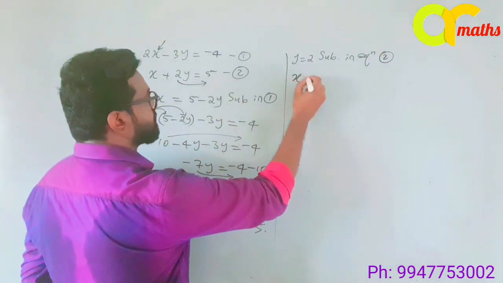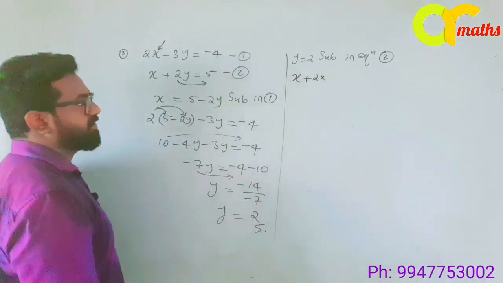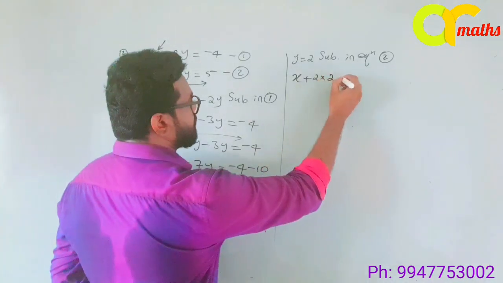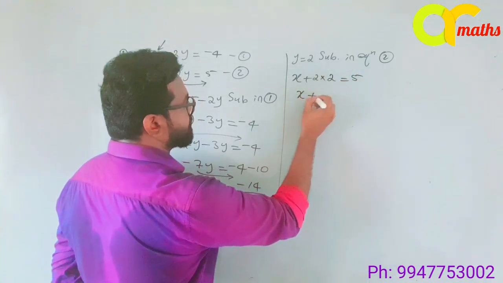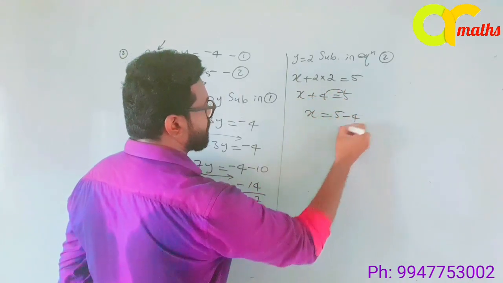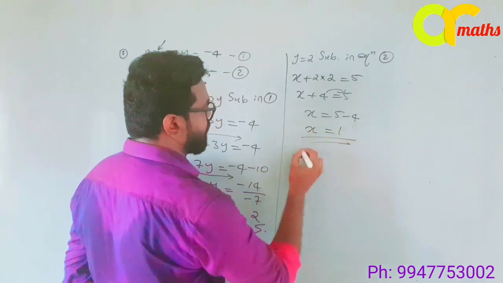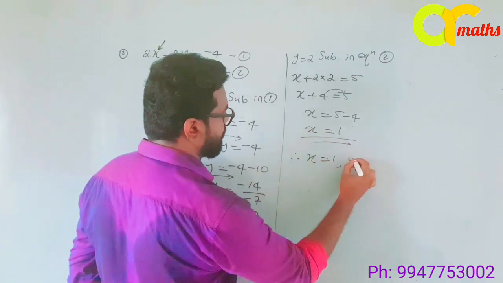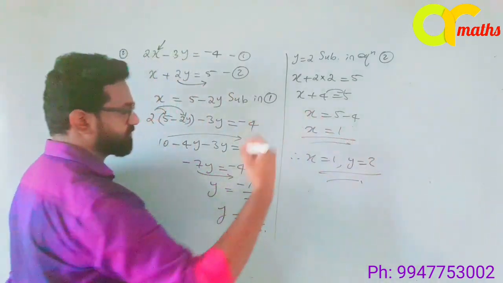Substituting in the second equation: x plus 2 into y. We know the value of y is 2, equal to 5. So x plus 4 equal to 5. Then x equal to 5 minus 4. The value of x is 1. Therefore, x equal to 1 and y equal to 2.